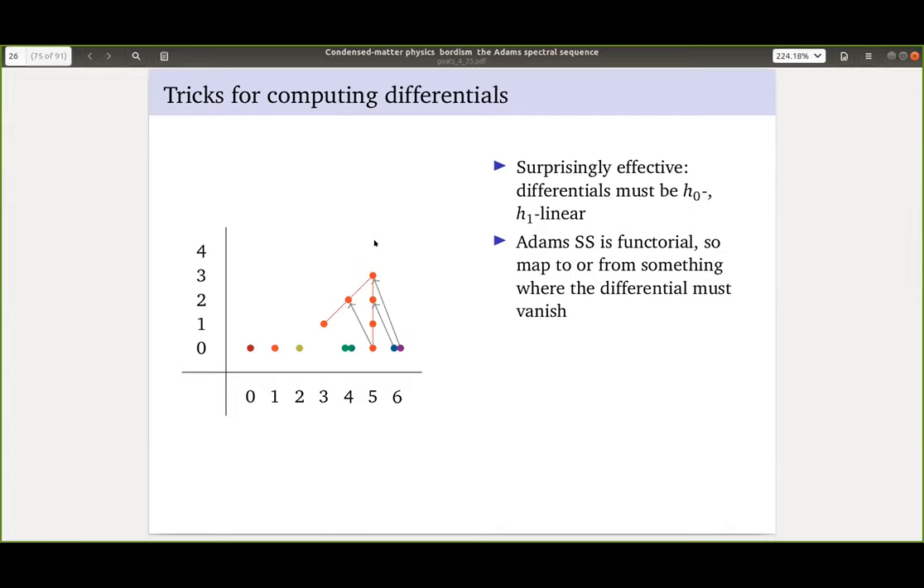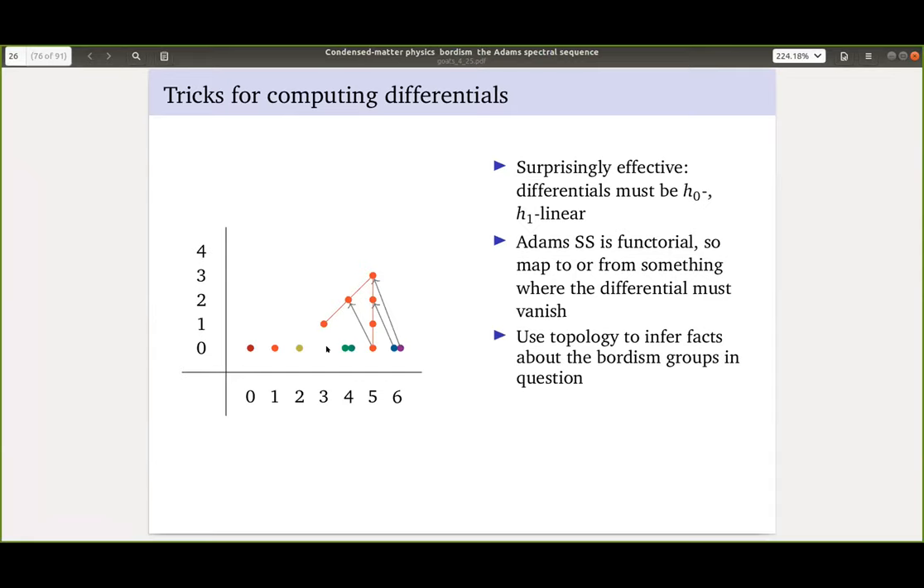So you can't always use H0 and H1 linearity to kill all differentials in these problems, even in low dimensions like this one. One common trick is that the Adams spectral sequence is functorial, like everything in algebraic topology except for the splitting and the universal coefficient theorem. So you can map to or from something where you already know the differential vanishes. This requires some creativity. It's not necessarily beating your head against the problem for years until it gives it away, but this is the kind of thing that's hard. When I first read these arguments, I was like, how did someone come up with this? And then later you start to pick up the tricks. So this part requires some ingenuity, or in the absence of ingenuity, trying everything you could think of until one of them works.